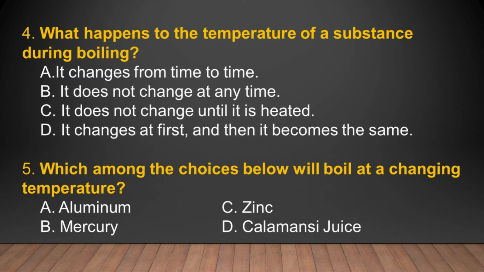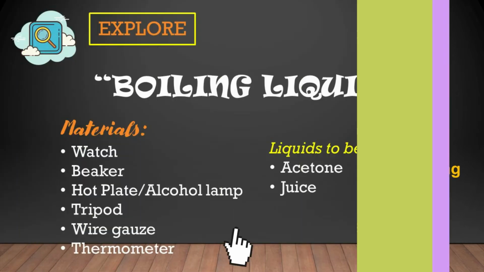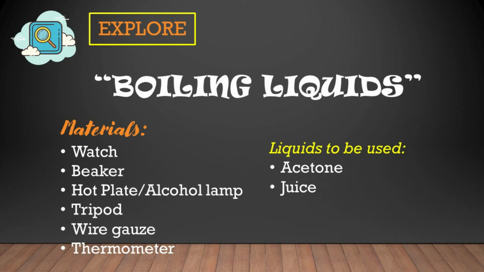Number 5. Which among the choices below will boil at a changing temperature? A. Aluminum. B. Mercury. C. Zinc. D. Calamansi juice. Now kids, please be ready for an activity about mixtures and substances.